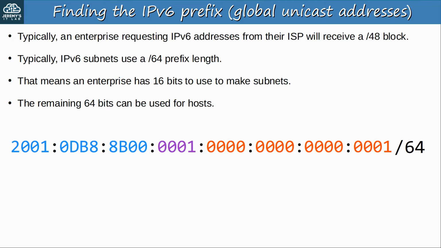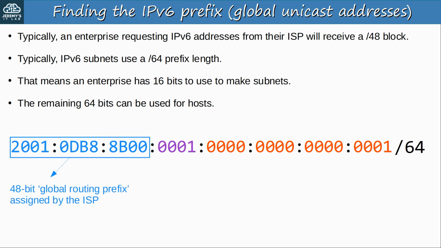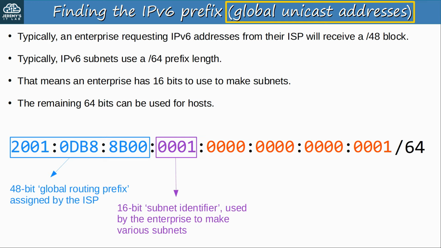Here's an IPv6 address. This part in blue is the /48 block assigned by the ISP. It's called the global routing prefix. Note that this example is for the IPv6 global unicast address type. As I said before, there are multiple IPv6 address types, which I will cover in another video. But these global unicast addresses are the regular IPv6 addresses that hosts can use over the internet. They aren't private addresses, or multicast addresses, etc. Okay, the next 16 bits, 4 hex digits, are called the subnet identifier.